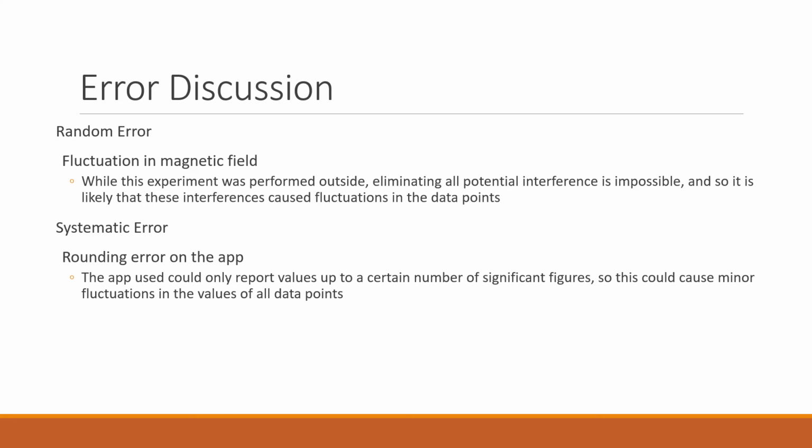A systematic error that would have caused the entire data set to be shifted was a rounding error on the app. The app could only report values up to a certain number of significant figures, and so this could cause minor fluctuations in the values of all data points.